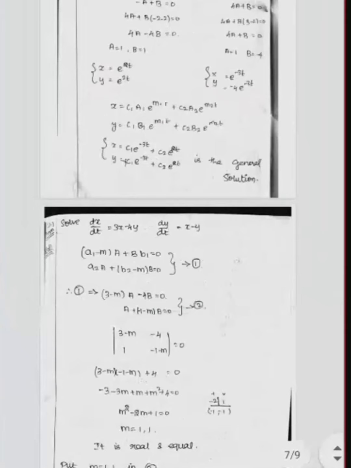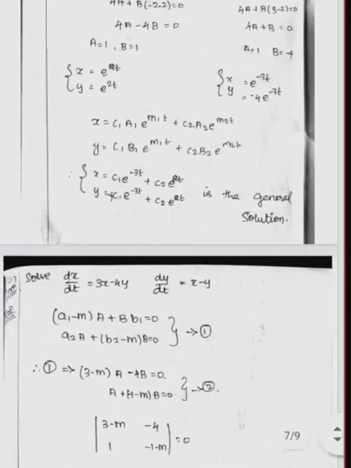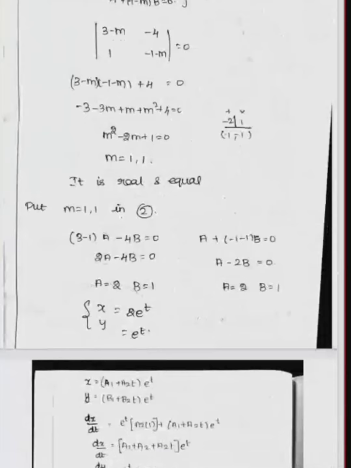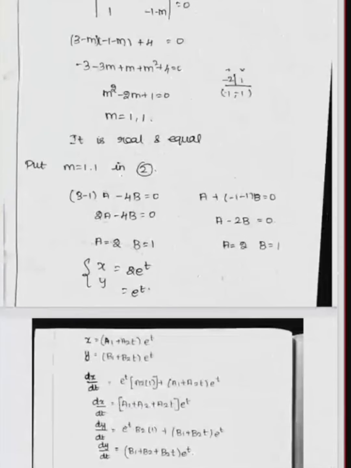For real and distinct roots there is no problem. You can derive the solution simultaneously and substitute it simultaneously here. But for the real and equal type, you first derive one solution, and again you derive another solution. That solution can be added to the first solution. This is how the general solution is derived here.